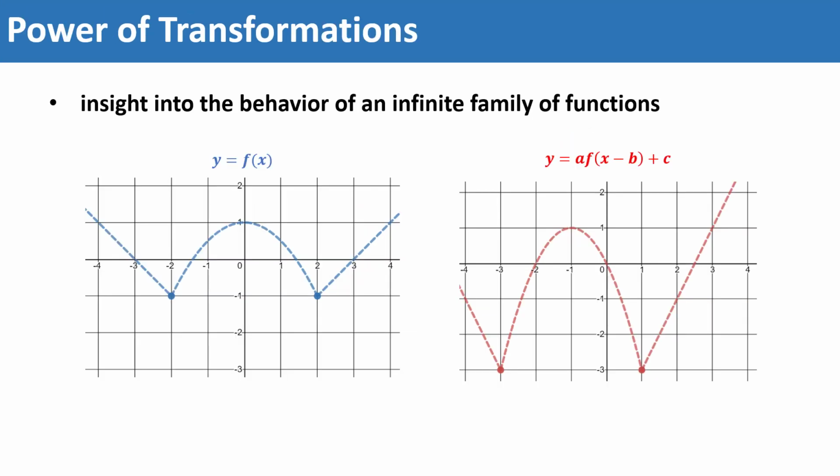One of the powerful aspects of this approach is that it offers insight into the behavior of an infinite family of functions by understanding just a single function's graph along with the impact of several parameters. We'll see that if we have a function y equals f of x and real numbers a, b, and c, we will be able to generate the corresponding graph of y equals a times f of the quantity x minus b plus c, regardless of the values of the real numbers.